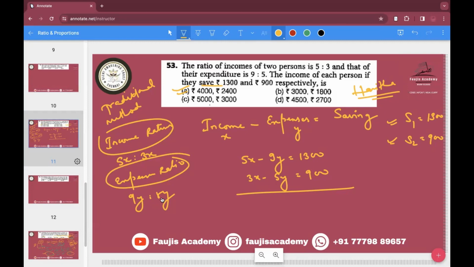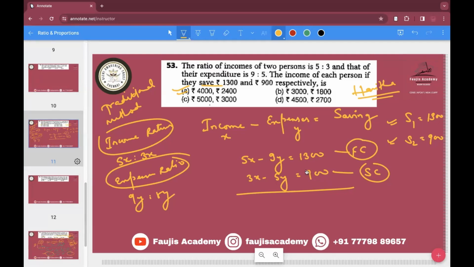Any doubt up till here? Right? Guys, any doubt up till here? No. So from the first person's income, we are reducing the expenses of the first person, which will give us the savings for the first person. For the second one, 3x minus 5y will give the savings for the second person. Right, guys?